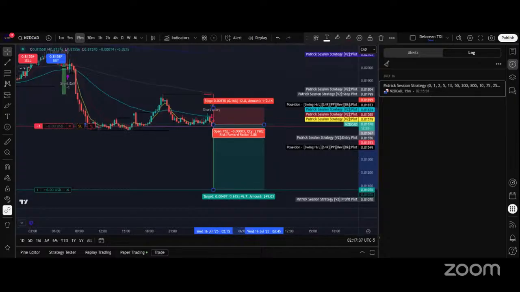And here's your second call of the night. New Zealand dollar versus Canadian dollar. 15-minute confirmation. Market execution sell. Entry price 0.81567. Stop loss 0.81695 for 13 pips. Take profit 0.81070 for 50 pips. And a risk to reward ratio of 3.88.